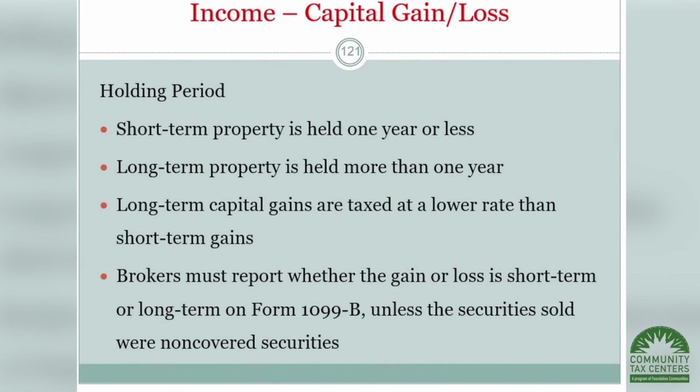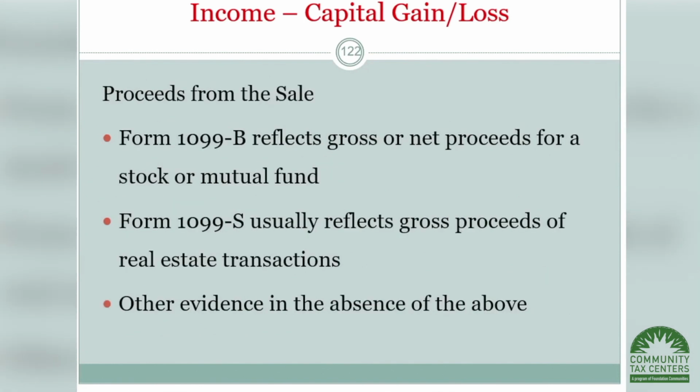And those are also reported on your 1099-B. And the proceeds from the sale. So they'll show how much you paid for it, how much you sold it at, what day you bought it at, and these are all reported on the 1099-B, and those are also reported on the tax return. And we'll actually take a look at that and see what that looks like.